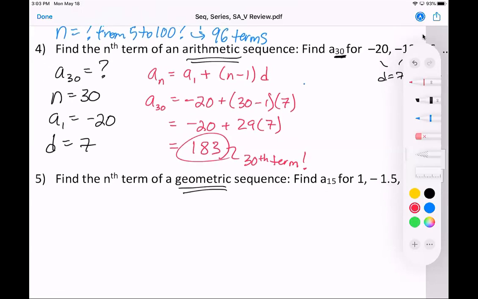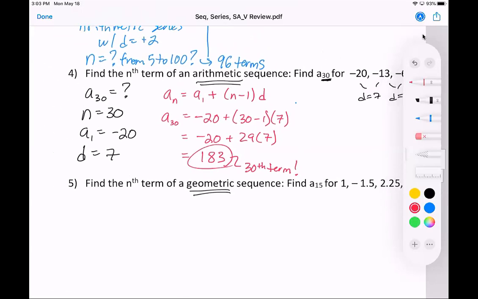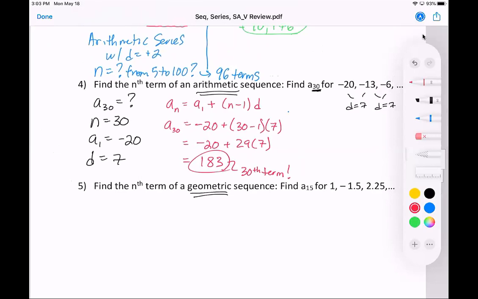And then the next question we have, we're looking for a sub 15. That's what we're looking for. Notice that 15 tells you your n. If you're looking for the 15th term, then that means you have 15 terms. n is 15. And then a sub 1 is a very nice 1.